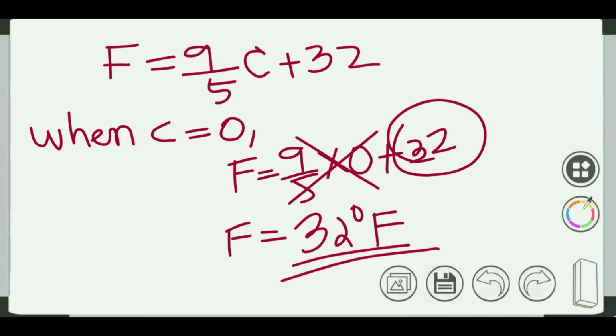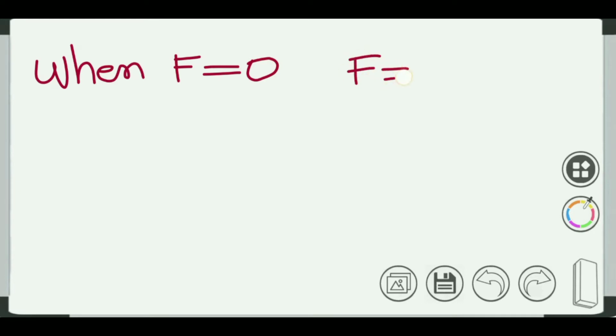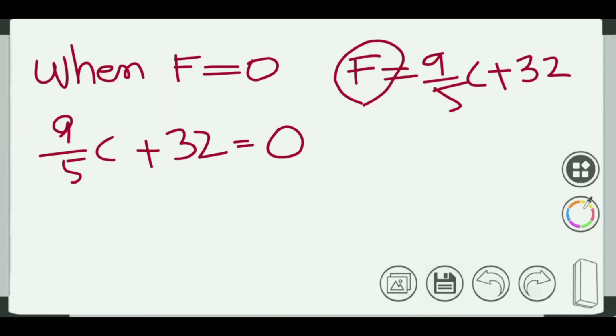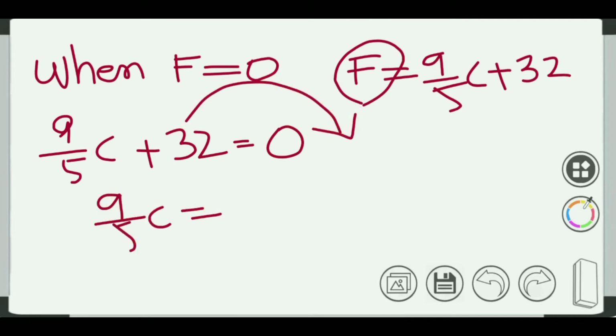Now you can put F is equal to 0. That means when F is equal to 0, put F is equal to 0 in this equation, F is equal to 9 by 5 C plus 32. I am putting F is equal to 0. Okay. So 9 by 5 C plus 32 is equal to 0. 9 by 5 C equal to, I am taking this 32 this side. So minus 32.